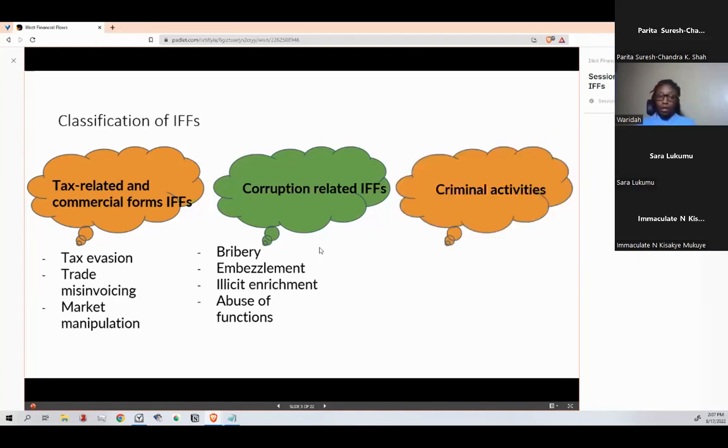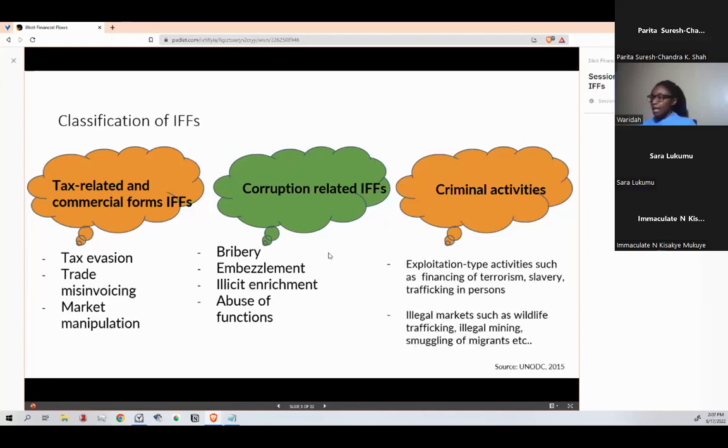Another is criminal activities. So criminal activities are divided into 2, and these are exploitation type activities and illegal markets. So exploitation is in terms of slavery. So this deals with exploiting people to enrich yourself or benefit in some way. And the other is illegal market. So selling things that are prohibited.